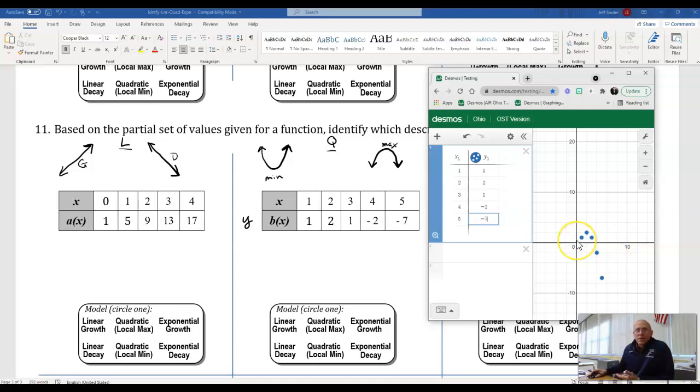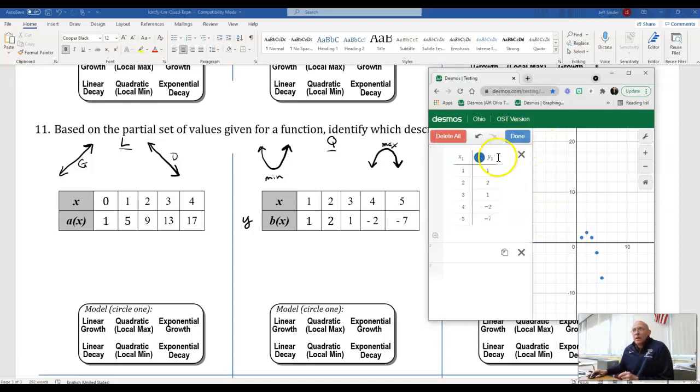Now on these plotted points, I wish they were connected. To connect them, one way is to hit the little gear here, click on the blue, the color it is, and then go down here and say lines. That means you want to connect them. Once I connect them, I'm going to hit done.